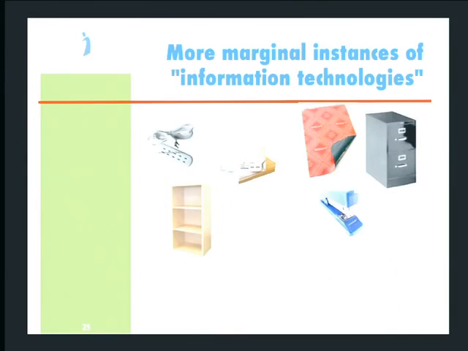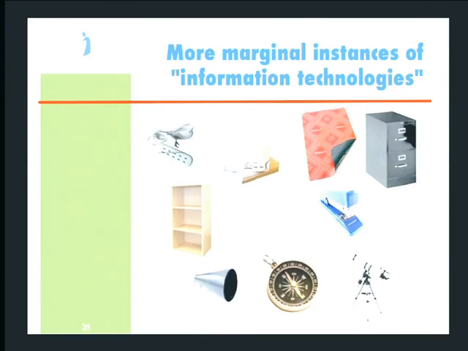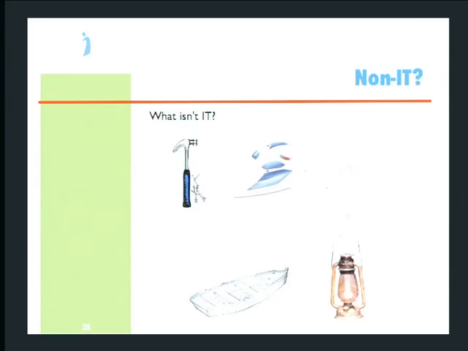Well, that's information technology. I guess you could extend it further and say, well, how about a megaphone? Yeah, that's information technology in the sense that it enables broadcasting of voice over distance. A compass, for sure. Telescope, yes. Is there anything that isn't information technology? A hammer and nails, an iron, can that be information technology? A T-shirt, a rowboat, a lantern, whatever. What can be information technology? You say, well, that's kind of a stretch.